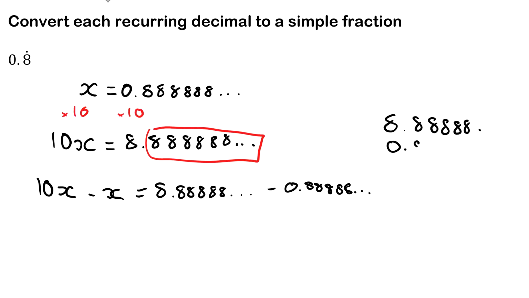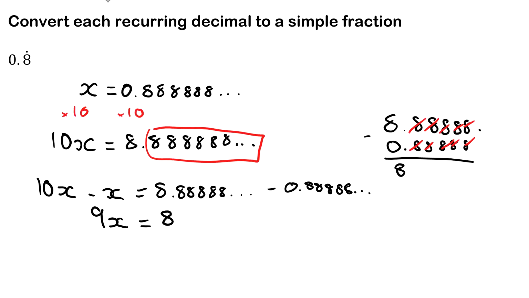And I have 0.888888. These all end up cancelling out, and what I'm left with is 8. So I've got 10x take away x, which means I have 9x's left over, and we know that equals 8, because we just did it.